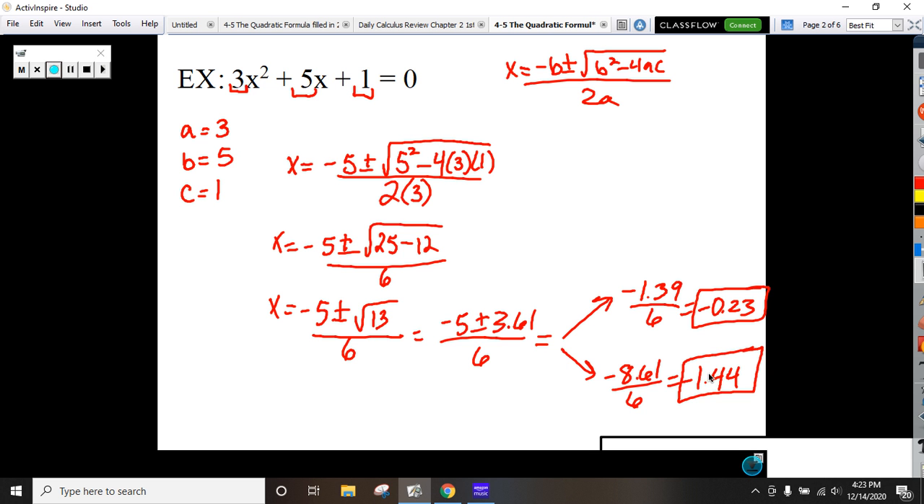And that's typically what my solutions will look like when you're using the quadratic formula, because for the most part we're going to take values that don't square root nicely. And so we're going to end up working with a decimal here, and so then our answers are going to be decimals. So there's that first solution. So you have -0.23 and -1.44.